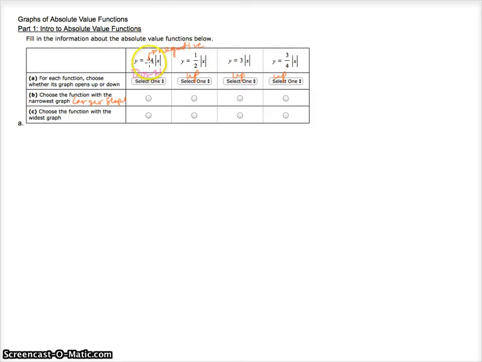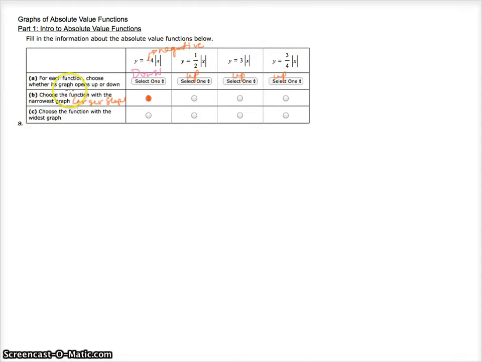So our biggest value here, the values at the front indicate our slope. Our biggest value is -4. It's going to be pretty steep at 4. So that means that it opens down and goes almost straight up and down. 1/2 would be pretty wide, 3 would be pretty steep, and 3/4 is almost 1.